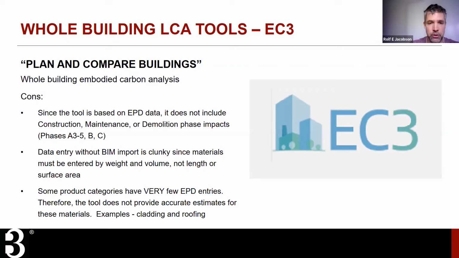The other unfortunate drawback at this point for EC3 is some product categories have very few EPD entries. So it's not going to provide very accurate estimates for those product categories. Examples are cladding and roofing. So if you have a product category such as roofing or cladding with only three different EPDs in it, of course, you're not going to get a very good picture of what the broader spectrum of impacts are in that category. And it's going to be pretty hard to find your specific cladding.